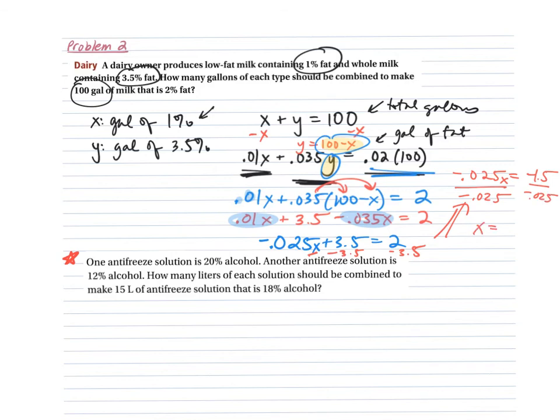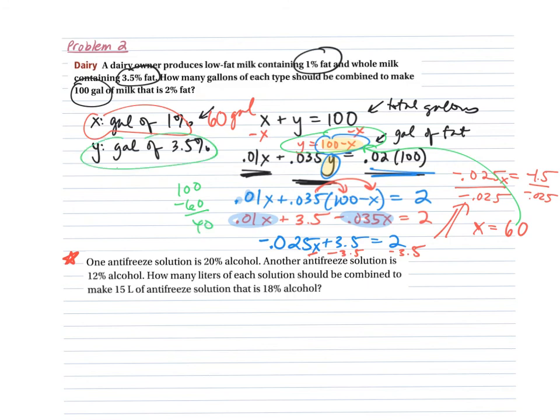And X equals negative 1.5 divided by negative 0.025, and we get X equals 60. So remember up here, X is gallons of 1%. So we need 60 gallons of 1% milk. And then here we have this already solved for Y. You can just plug that 60 in. Remember, that has to add up to 100. So 100 minus 60 is 40. So we're going to put 40 gallons of 3.5% milk. And that answers our question, right?